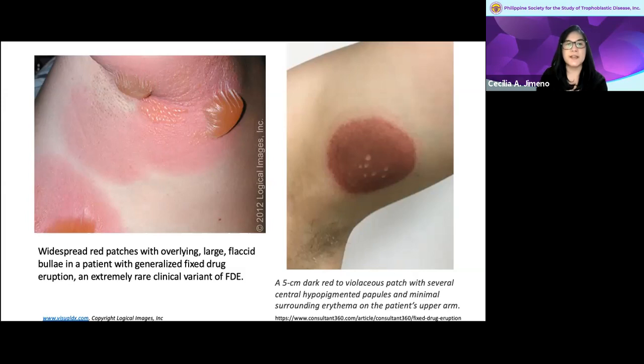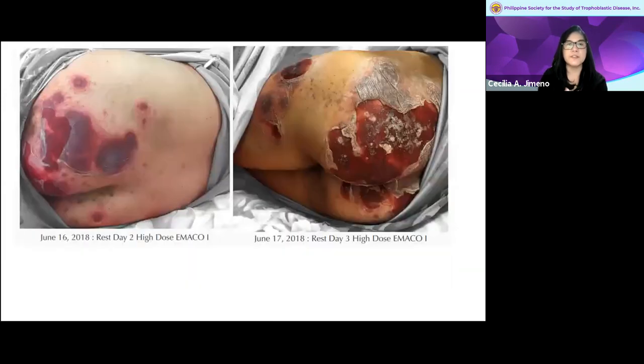Our patient's eruptions started a day after, or 24 hours after, the end of the high-dose EMACO. And this is already rest day 2 after the EMACO. And you can see that it wasn't as widespread. And then a day later, you can see already the extension and the sloughing off of the skin.